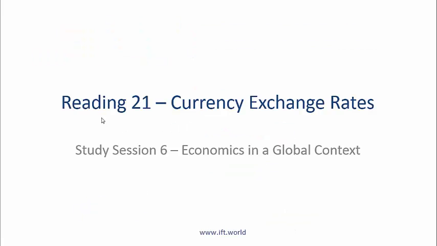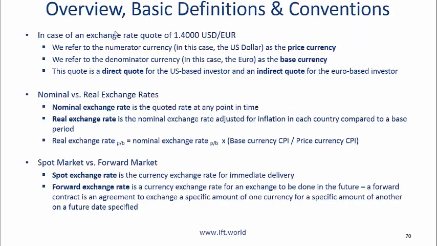We will now cover the final reading, which is currency exchange rates. First, some basic definitions. Let's say we have this exchange rate, 1.4 USD per euro. In this exchange rate convention, we refer to the numerator, so this number, 1.4 USD. So USD is the price currency. Euro, of which we have 1 unit, is the base currency. So what this is saying is 1.4 USD will be equal to 1 euro.